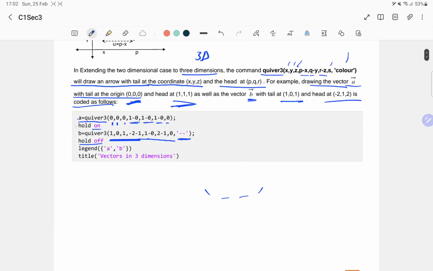Actually, I didn't explain why we use hold on. We use hold on to retain the current plot, and we turn off the hold with hold off to release the current plot state.